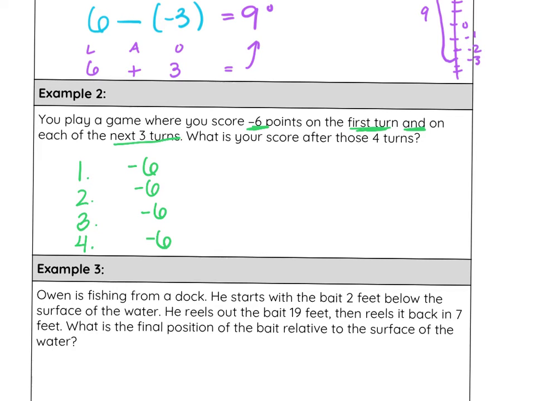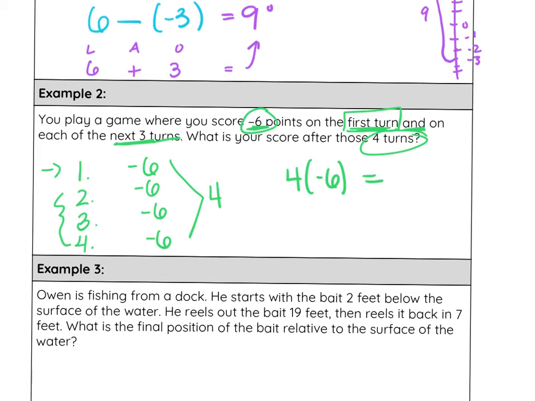Let's make sure I did this right. This is on the first, -6 points on the first turn, so that's here, and then on each of the next 3 turns, so that's where I got the 3 more, you scored -6 again. So what is your score after those 4 turns? Okay, well, an easy way to do this, there are how many -6s? 4. So 4 times -6 would be a perfectly good expression.